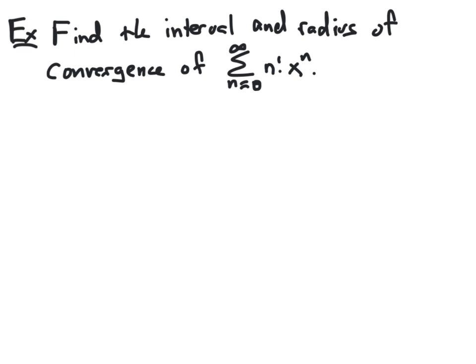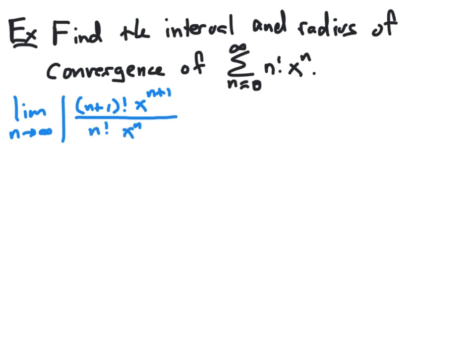For our next example, we want to find the interval and radius of convergence of the power series n equals 0 to infinity of n factorial times x to the n. Again, we're going to apply the ratio test here, and so we're going to have the limit as n approaches infinity of the absolute value of the n plus first term, which will be n plus 1 factorial times x to the n plus 1, divided by the nth term, which will be n factorial times x to the n, and then we want to compute this limit.